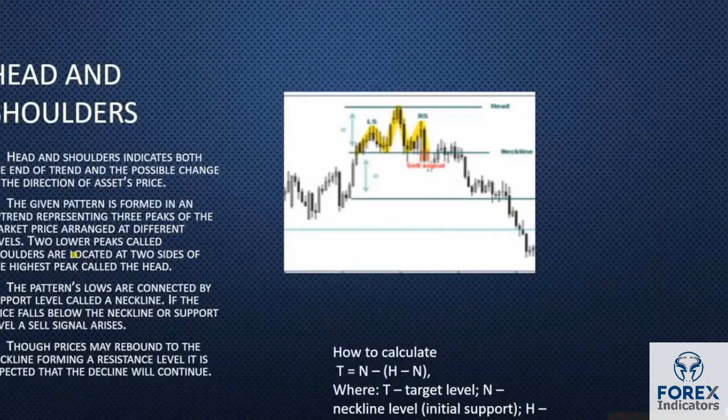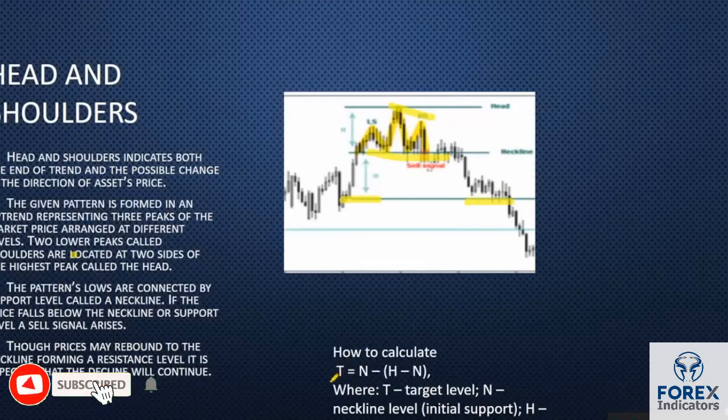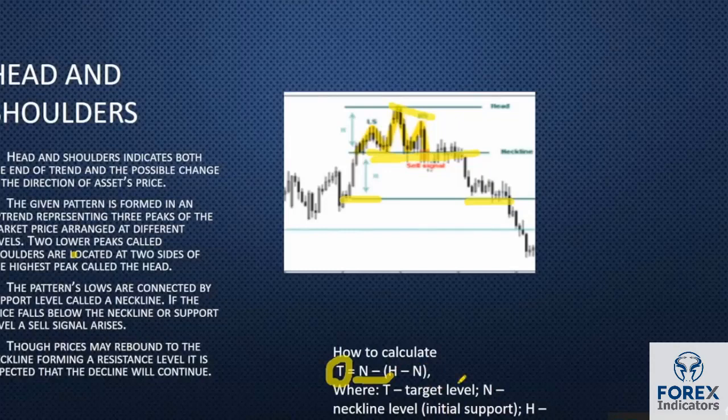Now, there is a set of rules that go with a head and shoulders, and it will help you find your targets. This is based on your neckline, your head, the top of your head, where it actually peaked, and where your shoulders began. The calculation is: your target price is the neckline, which is the resistance line, minus the head minus the neck.